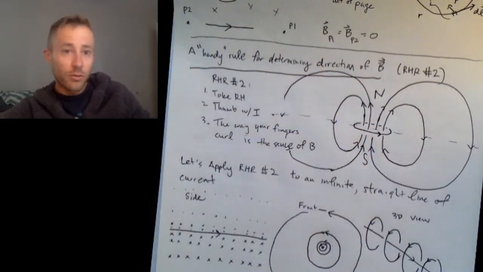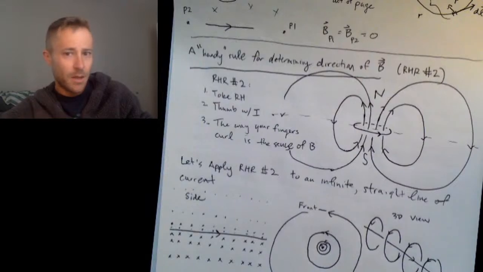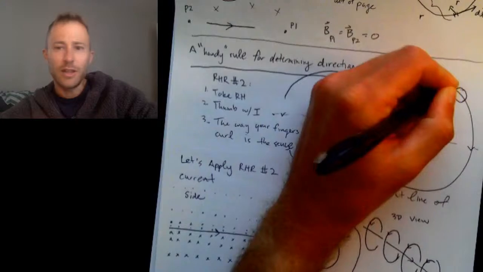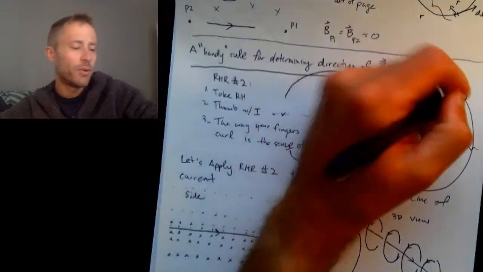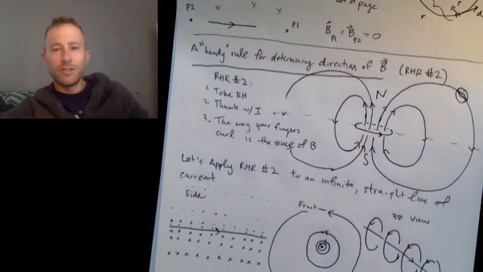So the north pole is where the magnetic field lines go out. The south pole is where the magnetic field lines go in. Okay? And compasses point tangent to magnetic field lines. So if you have a compass, let's say that's a compass, it's going to point tangent to the field line.